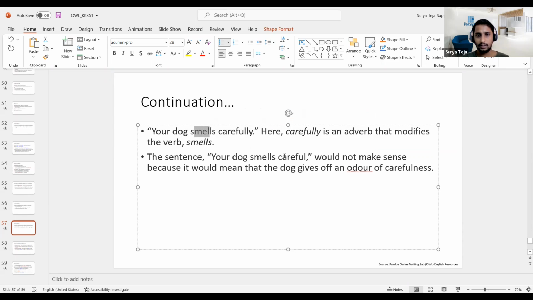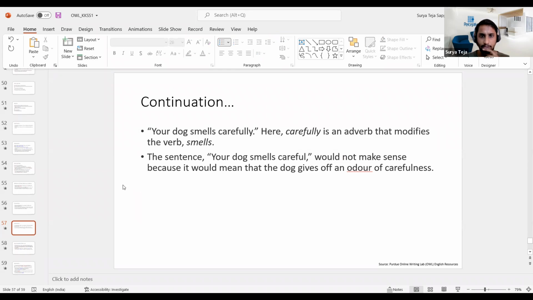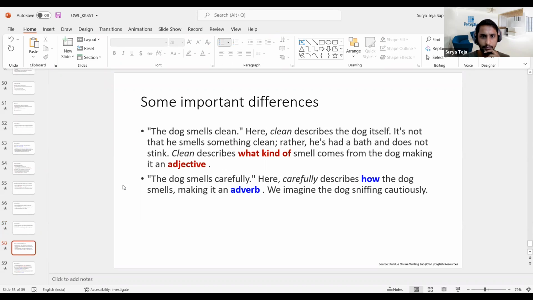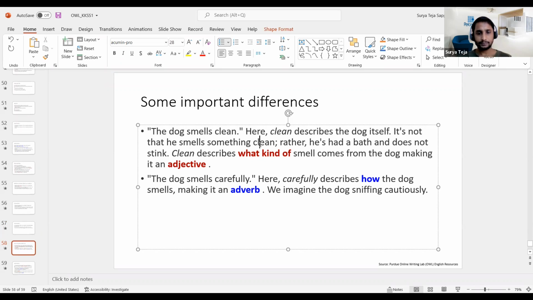If you use careful, the adjective is directly turning towards the dog's smell, and the sentence gives a completely different meaning. Here it is giving the dog's odor a bit of carefulness, and how can a dog's odor be careful? So it is a wrong way of putting the adjective here. So that's how we use the adjective and the adverb. We'll see one more example here.